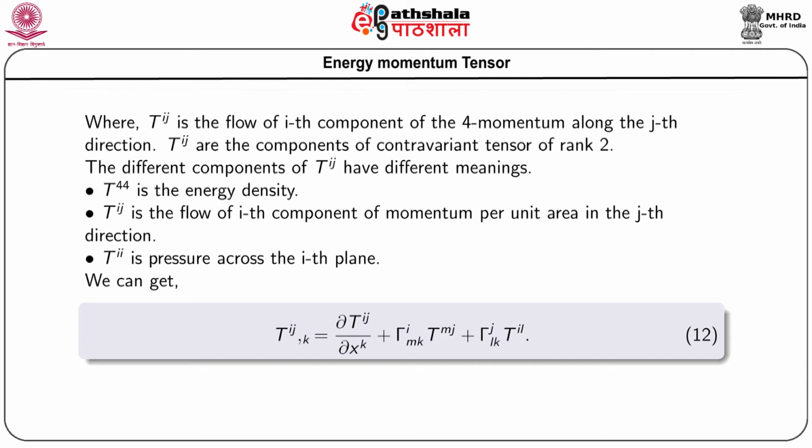So, these are the different meanings of T^ij. Now, if we take the covariant derivative of this T^ij, we get T^ij_,k equals del T^ij by del x^k plus gamma^i_mk T^mj plus gamma^j_lk T^il. So, these gamma^i_mk, gamma^j_lk are the Christoffel symbols of the second kind.